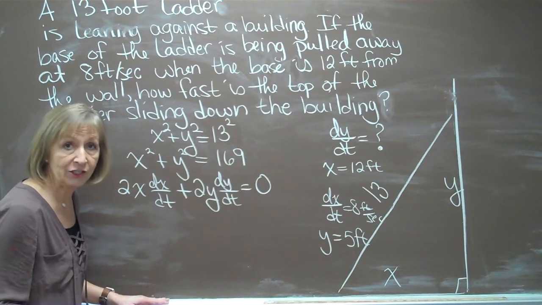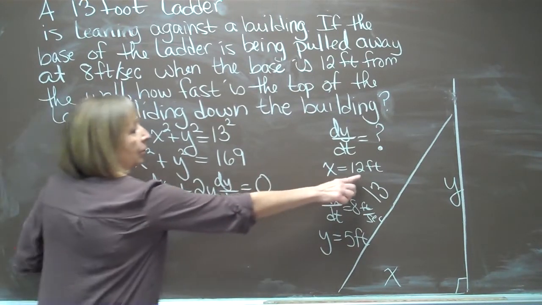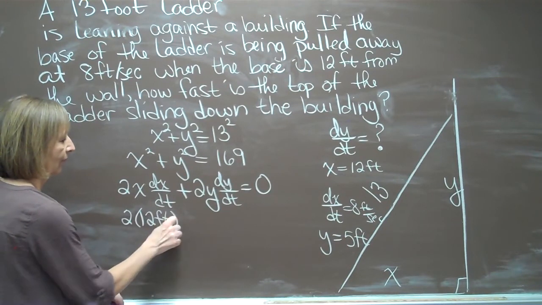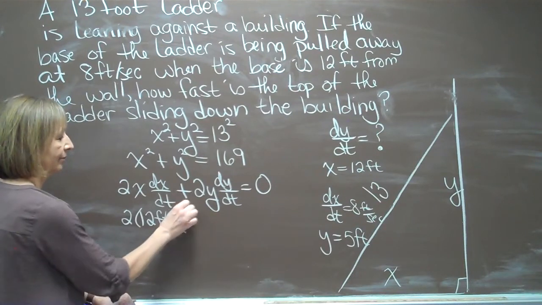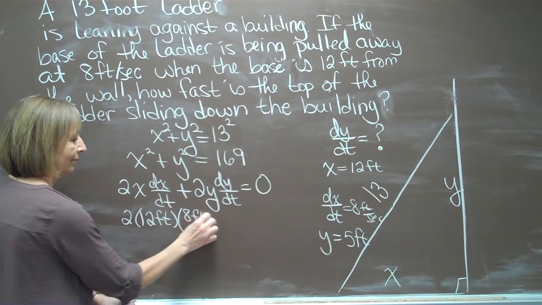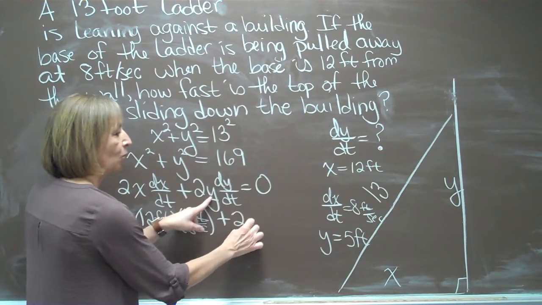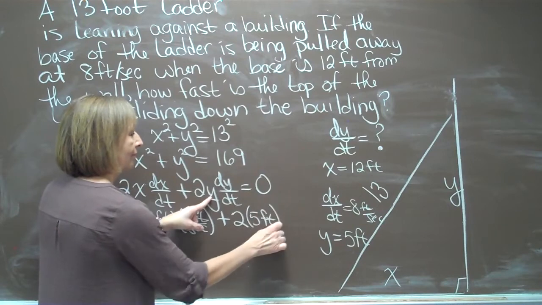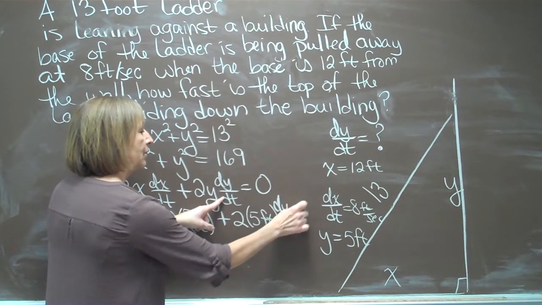Now that you've differentiated, you can plug in your values. So I have 2 times 12 feet times dx/dt, which is 8 feet per second, plus 2 times y, which is 5 feet, times dy/dt, is equal to 0.